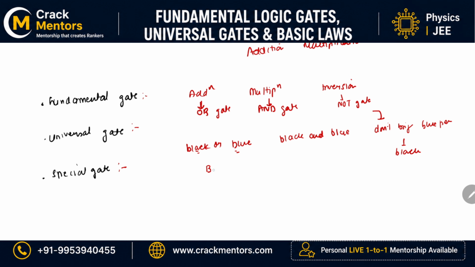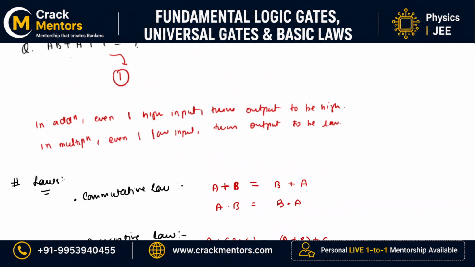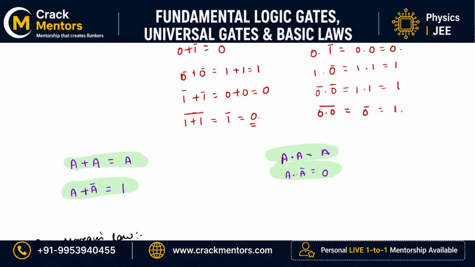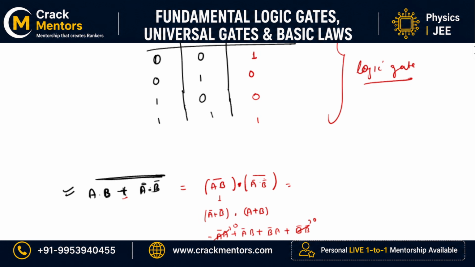Black and blue pen, that means I am writing A plus B. Can I write here that this is equal to A plus B? Why? Either bring A or either bring B. If you remember the addition one, when I was doing addition and I had any one input as high, the answer was high. When any one was high, the answer was automatically high. That means it is not compulsory to have both of them. Even if I have one high, the answer is high.